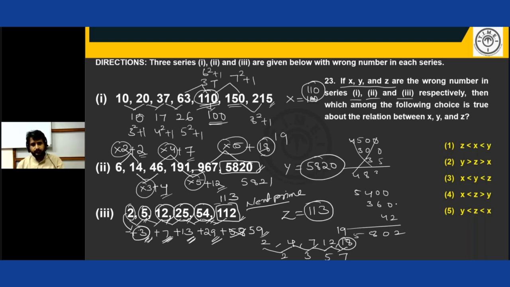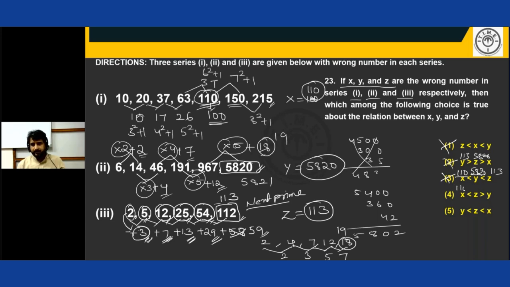So which is true? Is the Z less than X? No. Is the Y greater than Z? Yes, absolutely. Y value is how much? 113. Is greater than 5820? No. So it is not the second option. Let's check the XYZ. What is X? 110. What is Y? 5820. Yes, 110 is less than 5820. What is Z? Is Y less than Z? Is the 5820 less than 113? No, not the third option.